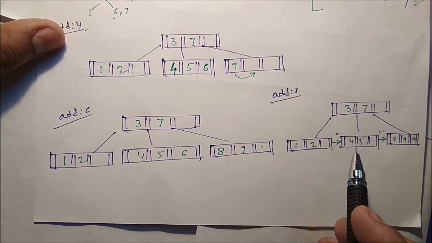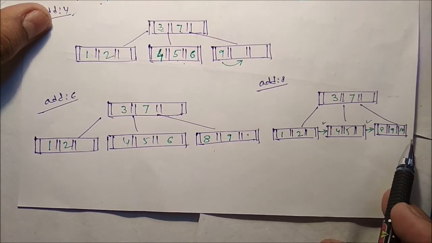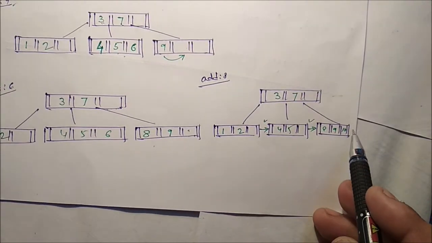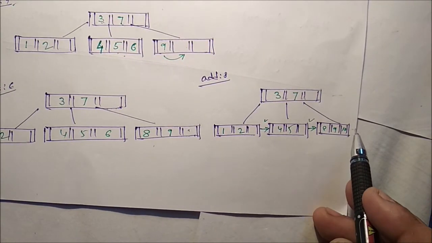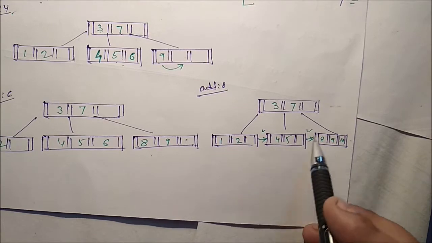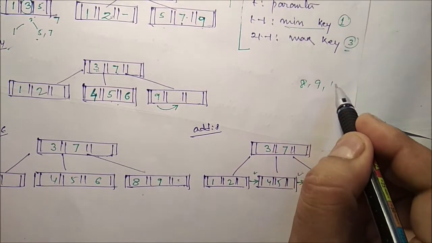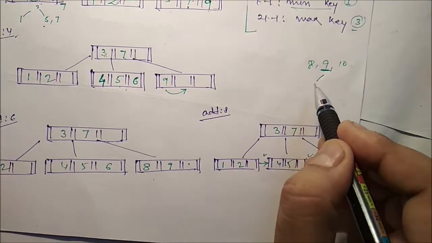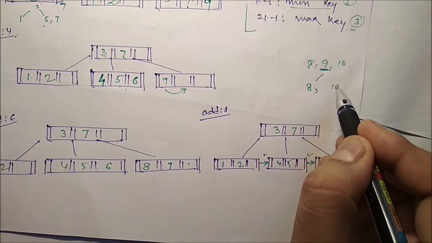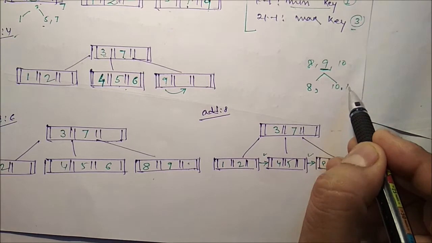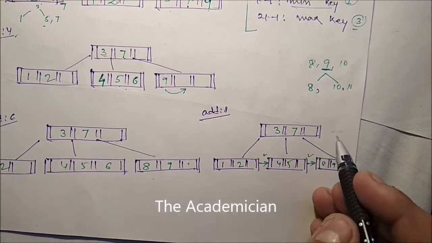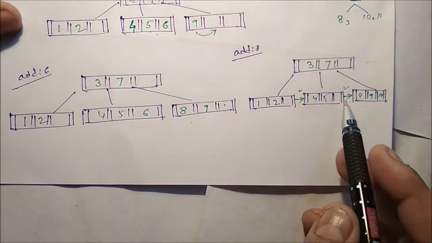Now suppose we want to add one more key, that is 11. It is not possible to insert 11 here, so we have to break it into two parts. So 8, 9 and 10. The median value is 9. So we have to break it into 8 and 10, and after that we can put 11. So you have to split this particular tree.